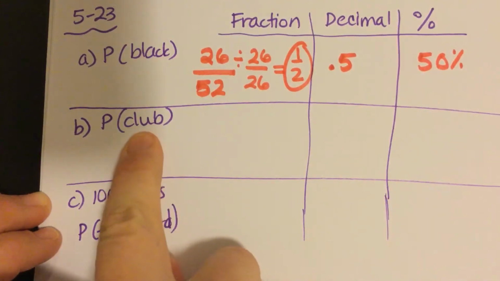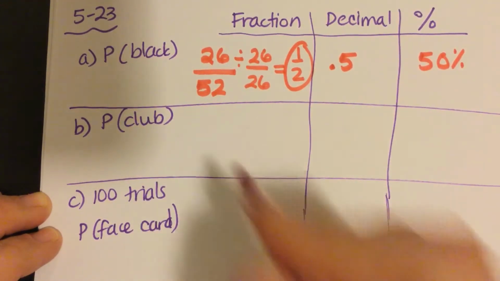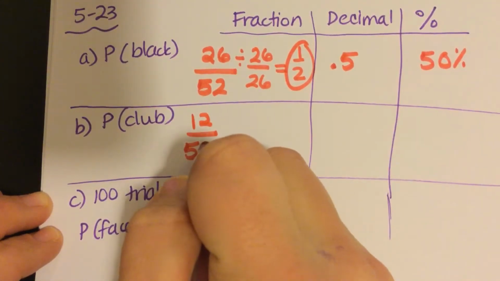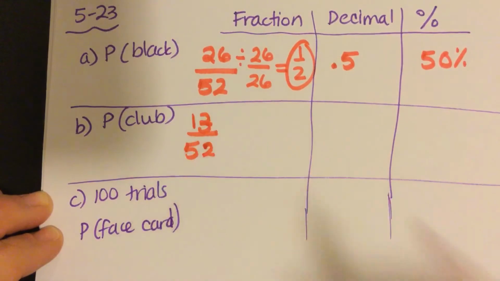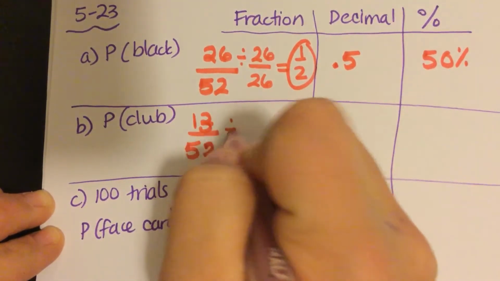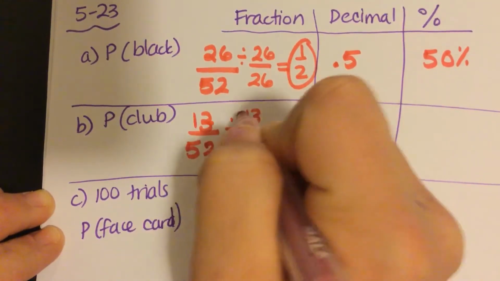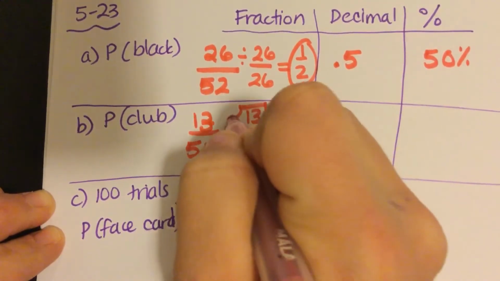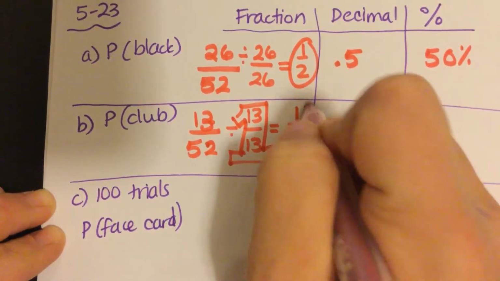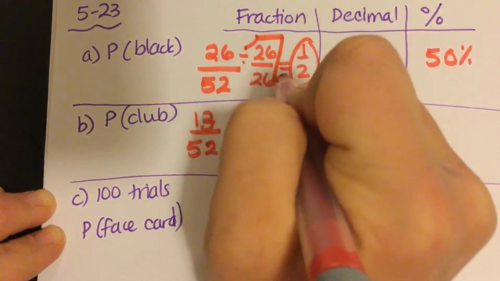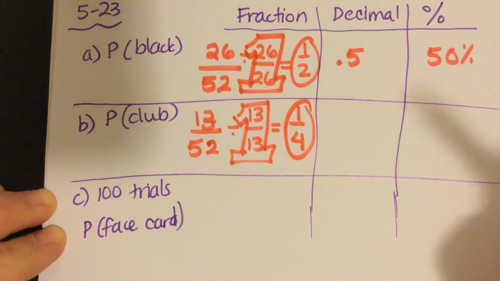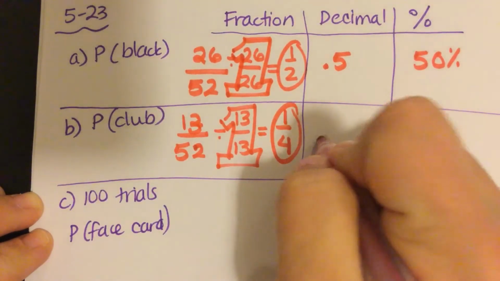Next, for clubs, you can count on the chart, and there are 12 clubs out of 52 cards total. Oh, I'm sorry, 13 out of 52. And this can be simplified by dividing by 13/13, which is a giant 1, and this will give me 1/4 in simplest form. 1/4 is also a very familiar fraction. A quarter of a dollar is 25 cents.